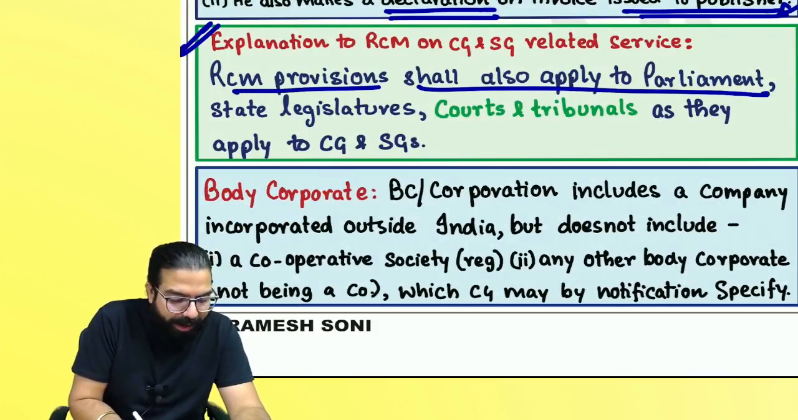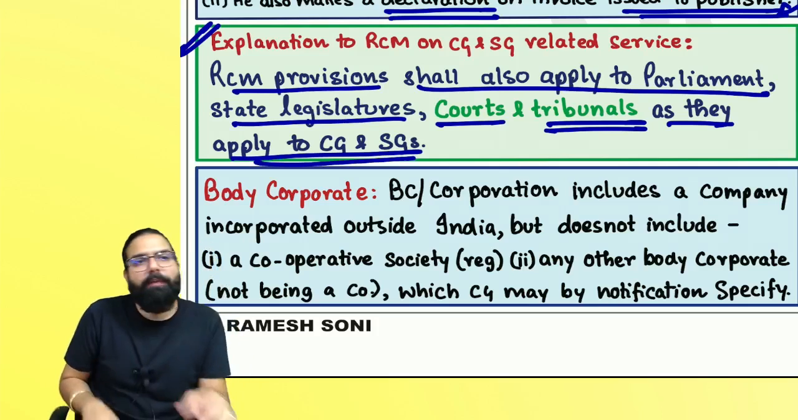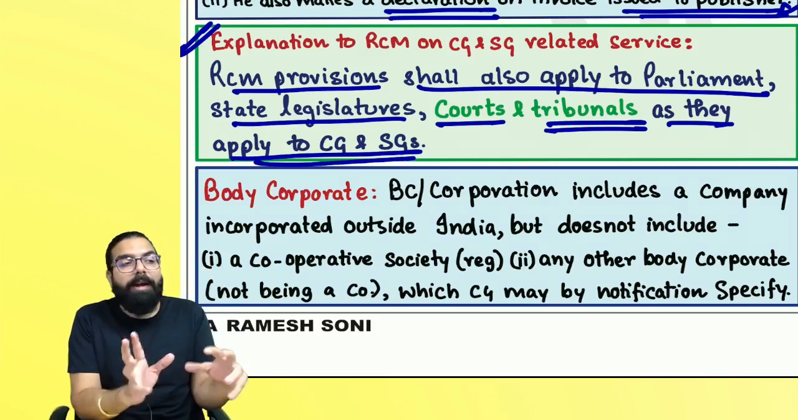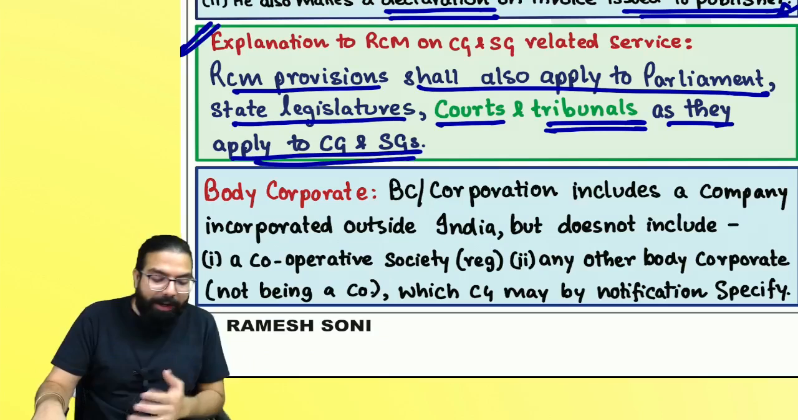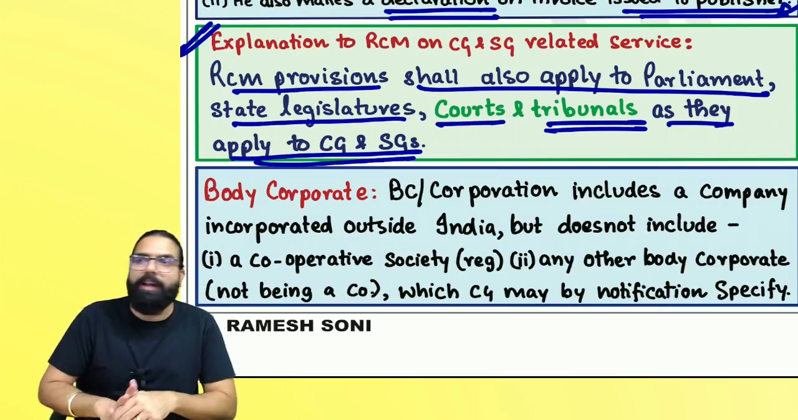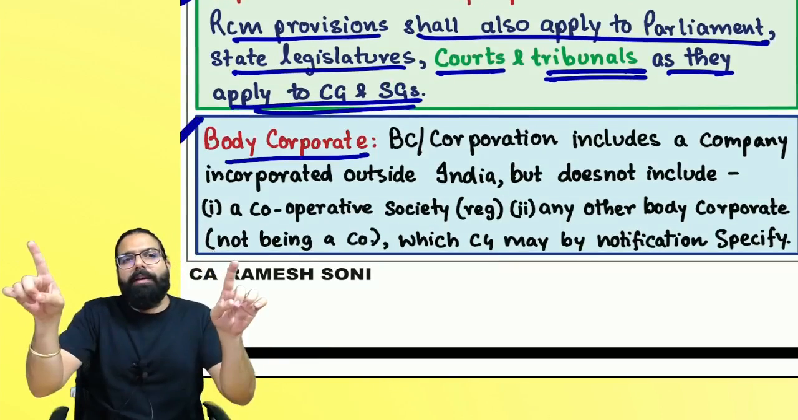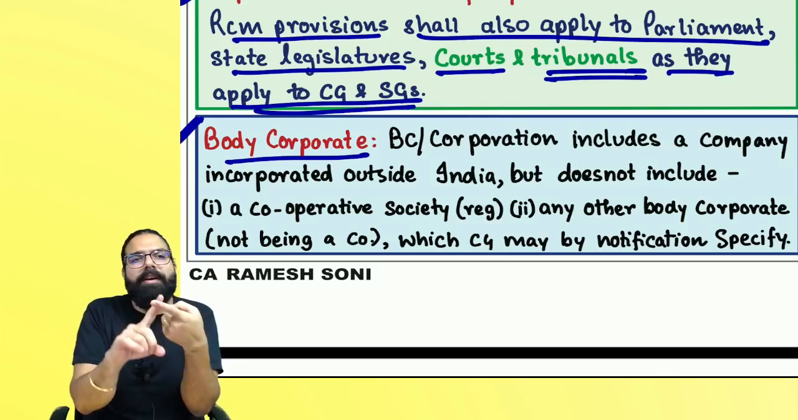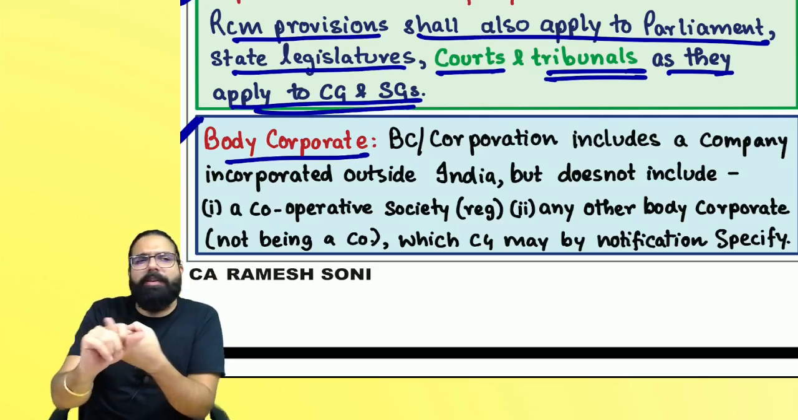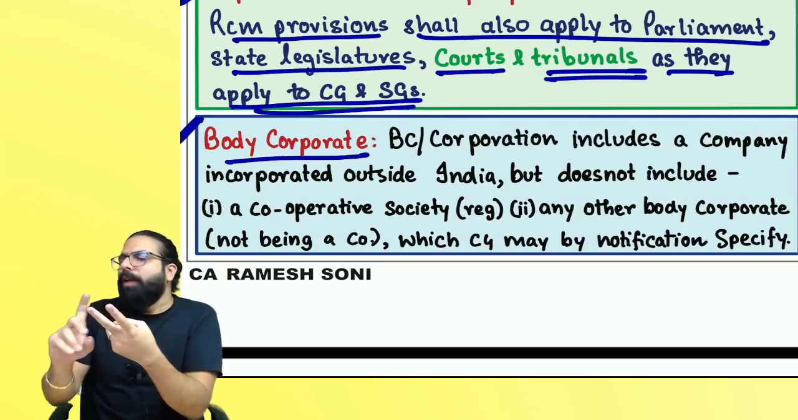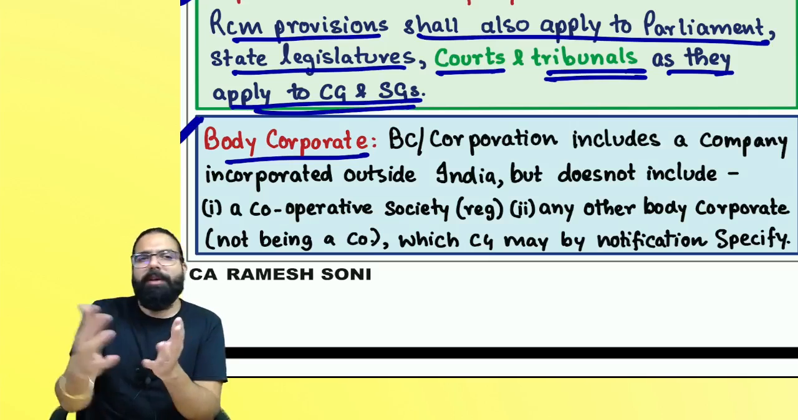RCM provisions shall apply to Parliament, state legislature, court and tribunal as they apply to central government and state government. The way it is applicable for central government and state government, which might be giving services to a business entity that pays under RCM, the same way, if Parliament, state legislature, court or tribunal gives the services, on that also RCM will be applicable. The meaning of body corporate has been told. I have told you, any corporate basically is a person established under law. What is a body corporate? A person who is established under law, has a separate legal entity, perpetual succession, can sue or be sued. That's a body corporate.